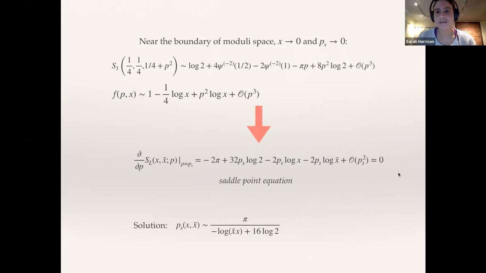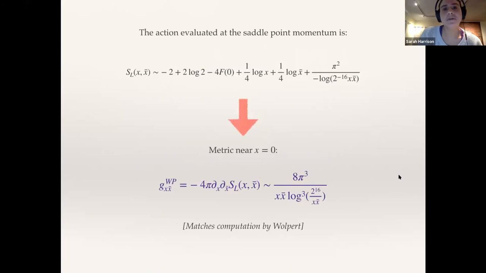Now if we want to get the metric near the boundary, we just plug in the solution for p sub s and evaluate the action as a function of the cross ratio coordinate. Then we take two derivatives of it to get the metric. We find that the metric near the boundary of moduli space takes the following form. It goes like 8 pi squared over x x bar log cubed of 2 to the 16th over x x bar. And this computation actually matches a computation by Wolpert for the Weil-Petersson metric near the boundary of moduli space.